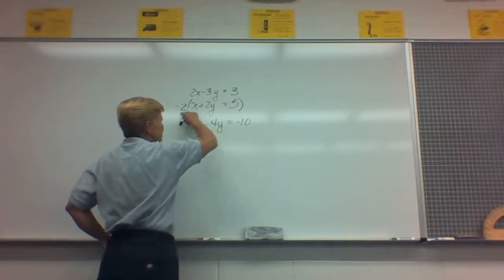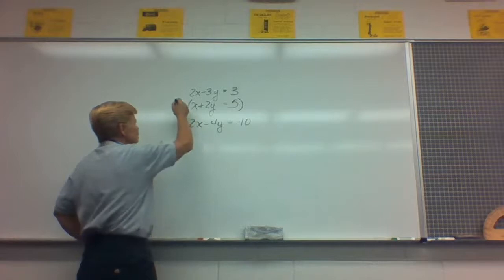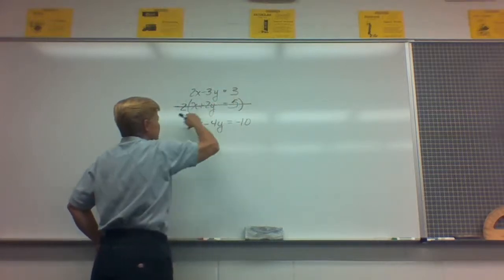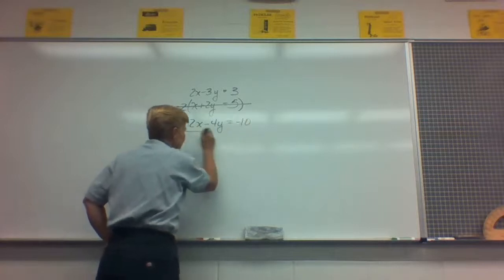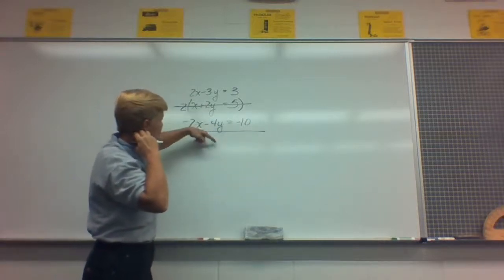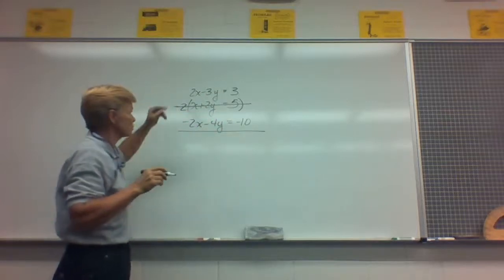Because I multiplied both sides by the same thing, I've not changed it at all. I just changed the way it looks. So I'm going to cross this version of it out, and I'm going to add this one to this one like that. The x's are lined up, the y's are lined up, the equal signs are lined up, the constants are lined up. If that's the case, we can add it like an addition problem.